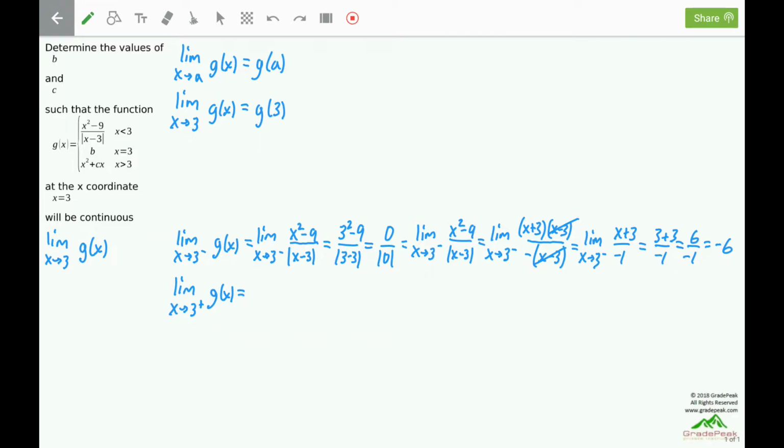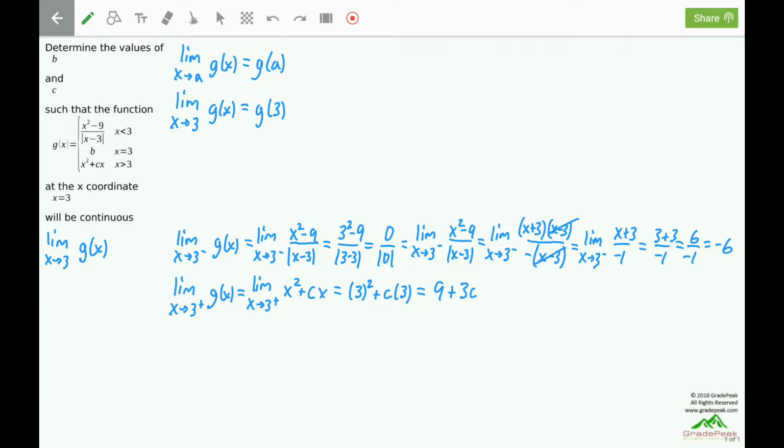Now we can look at the right side limit. The right side of 3 is greater than 3, and that means from the split expression function we use that expression for g of x. So we have the limit as x approaches 3 from the right side of x squared plus c times x. Next thing to do is try plugging a 3 in for each of the x's, and that will give us 3 squared plus c times 3. 3 squared is 9, and c times 3 can be called 3c.